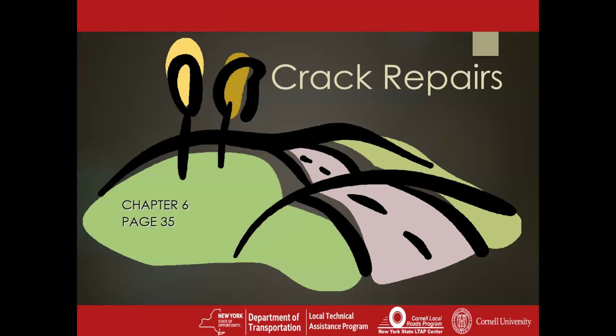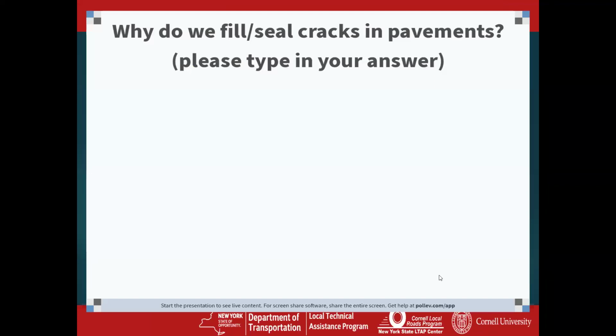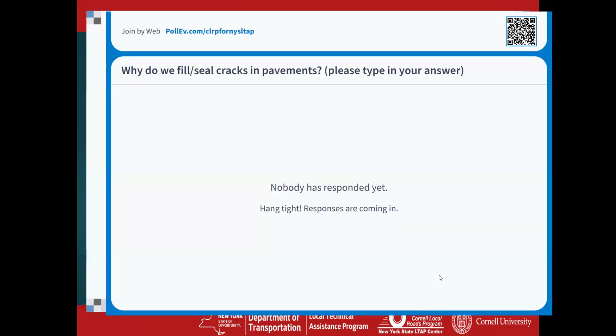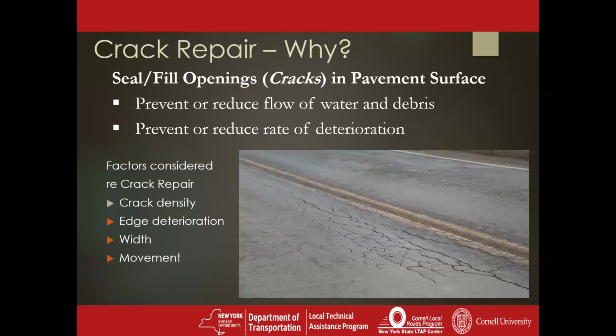So let's talk quickly about our crack repairs in chapter 6. That's where we covered, starting on page 35 of the manual. Real quick, why do we fill or seal the cracks in our pavements? Right off the bat, keep the water out. Everybody's on the same page. Excellent. So reduce the flow of water and debris into the pavement section, and that's going to reduce or prevent the rate of deterioration.